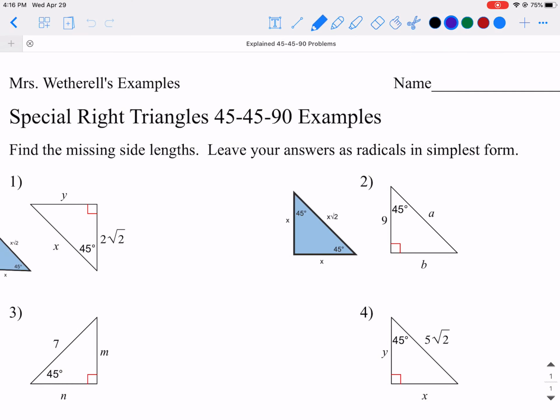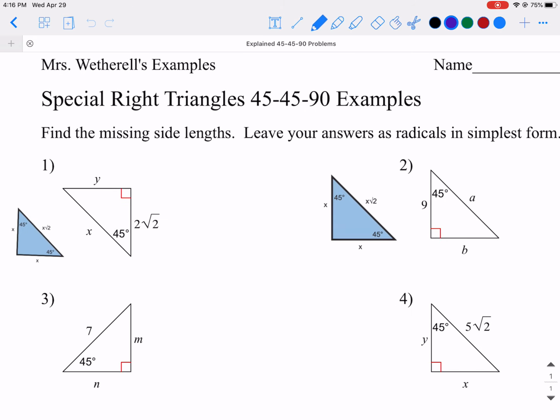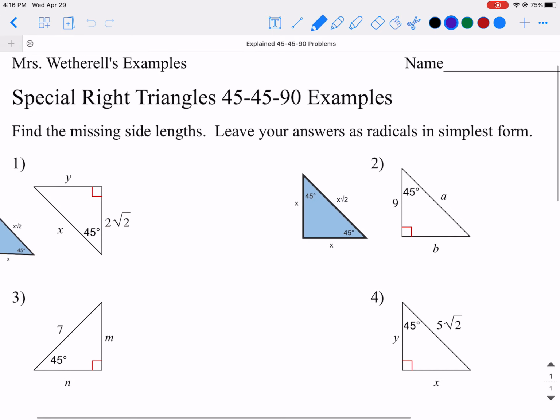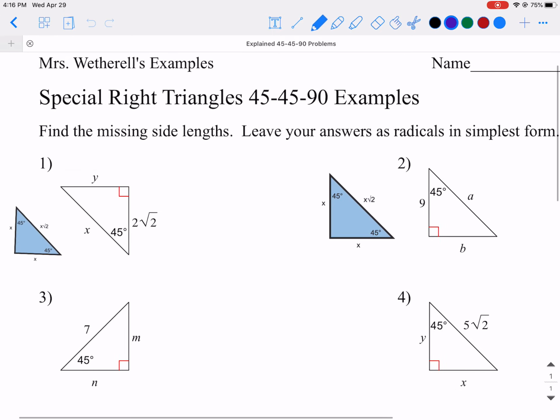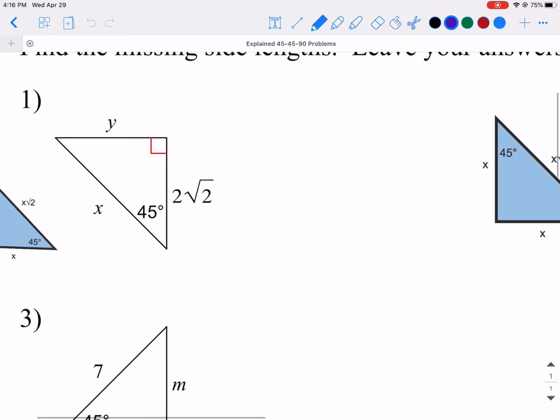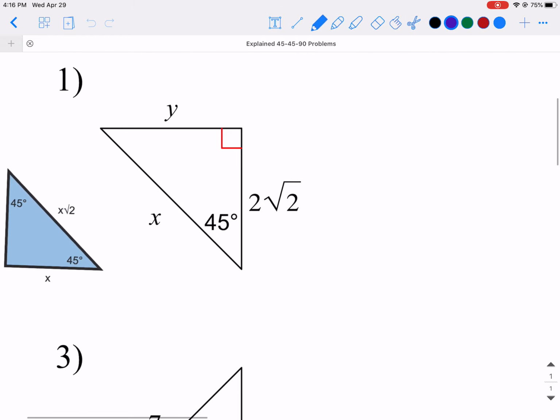Hey, Mrs. W here. I'm going to show you some examples of how to solve some triangles with 45, 45, 90 degrees and the special triangles. I'm going to start easy and work harder as we go. So the directions say find the missing side lengths, leave your answers as radicals in simplest form. So knowing that, let me begin with number 1.